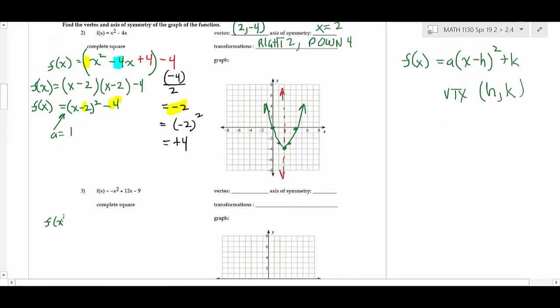Now this one's got a negative in front of x squared. Since it has a negative, what is that going to tell you about the parabola? It's going to go down. Okay, we know that. All right. So what we do is the same thing.